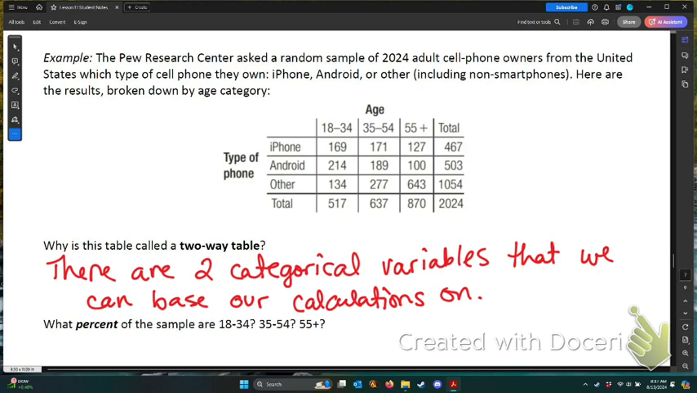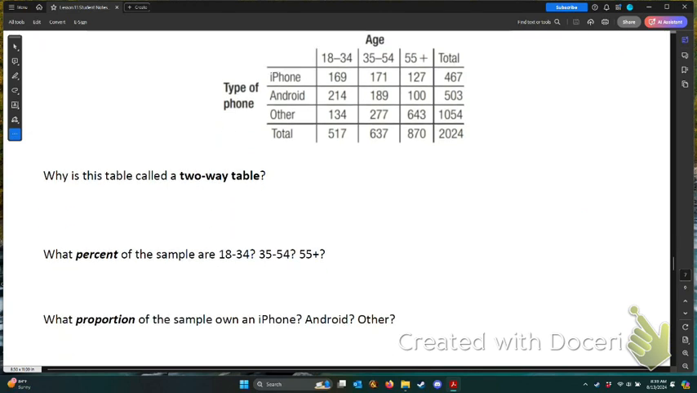So here we go. Time to do some math, kids. What percent of the sample are 18 to 34, 35 to 54, or 55 plus? For which 18 to 34 is 25.5%.